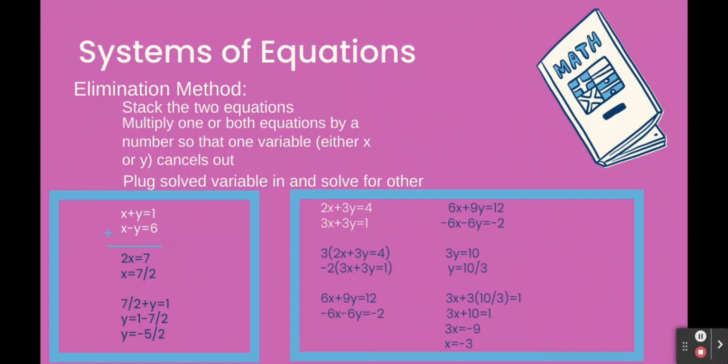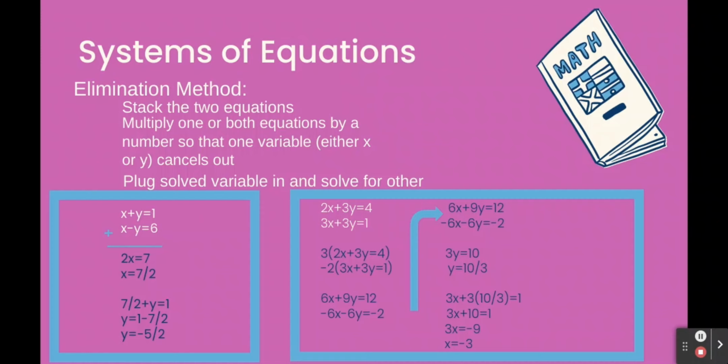So I ended up with 6x plus 9y equals 12, and negative 6x minus 6y equals negative 2. And then what you want to do is come up here and you get 6x plus 9y equals 12, and negative 6x minus 6y equals negative 2. And the x's should cancel out, which leaves you with 3y equals 10. And divide both sides by 3, and you get y equals 10 thirds.